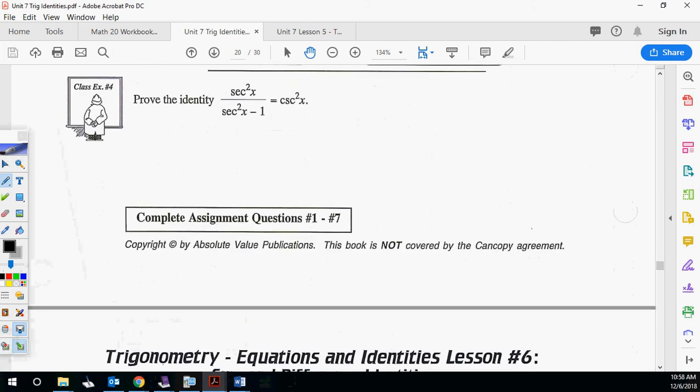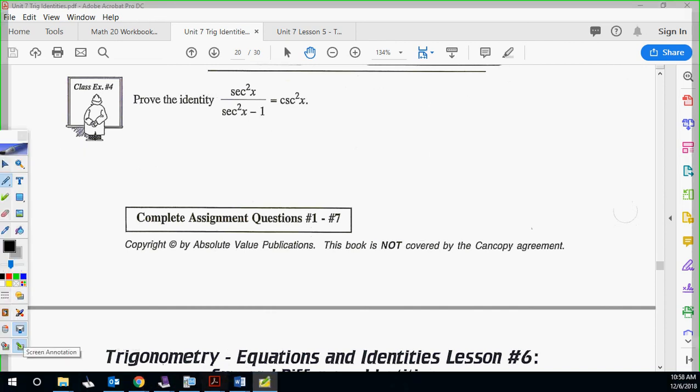All right, so let's take a look here. Example 4. Obviously, the more difficult side is the left side, so we're going to attack the left side first. You have secant squared minus 1 over secant squared. Now, secant squared minus 1 looks familiar. You could factor it as (secant x plus 1)(secant x minus 1), but that doesn't help you on this one. Secant squared x minus 1 is an identity. It's one of the Pythagorean ones. Secant squared x minus 1 is equal to tangent squared x.